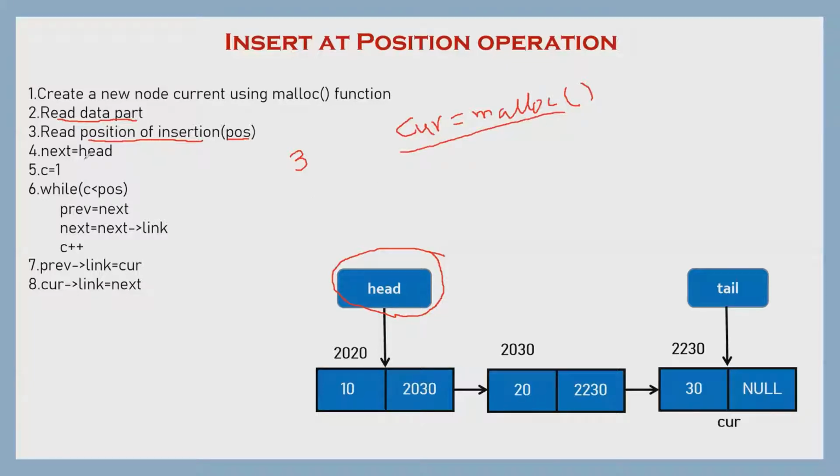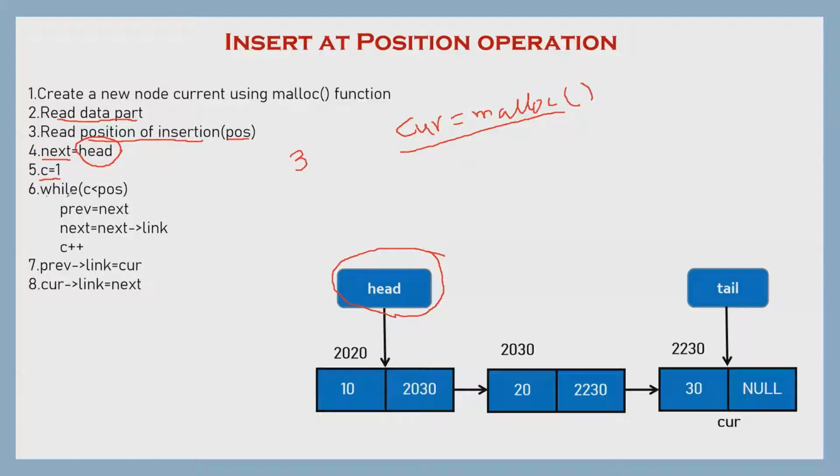For this, these are the steps we are going to follow. First, we cannot change the head node. That's why the head node address will be stored in next. Then initially we are assigning the counter to 1 because the first node is to be considered as a 1 node. So that's why C is assigned with 1.